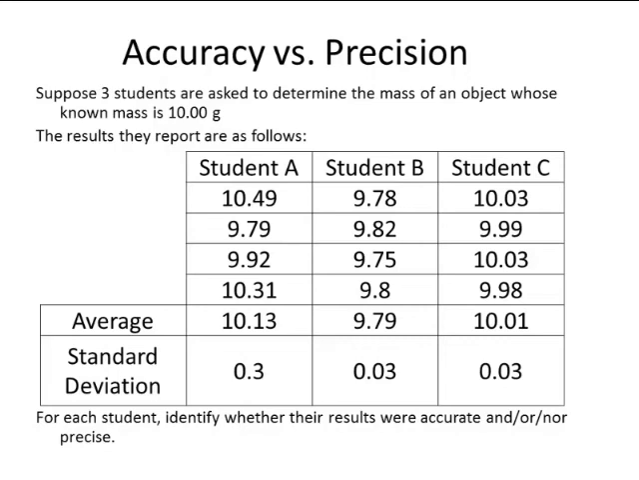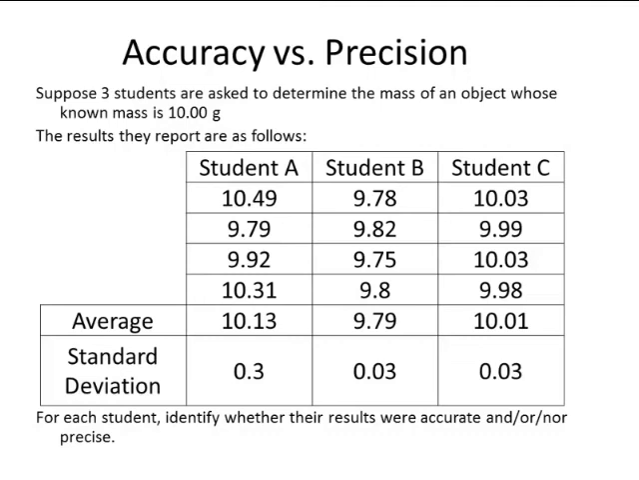The higher the standard deviation, the less precise the results are. In other words, what we'd say is there is more spread to the data, or the less clustered the data points are, or less close they are to each other. And looking at this standard deviation, 0.3, we could probably say that's fairly imprecise. It's not very good precision, at least in comparison to student B and student C.